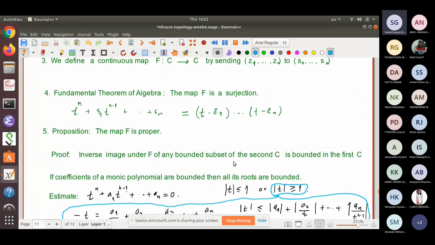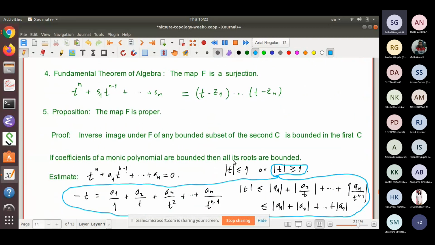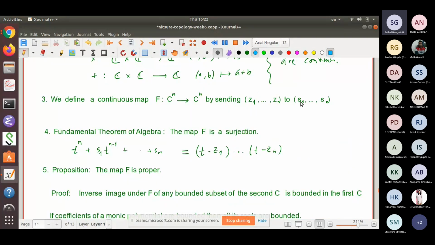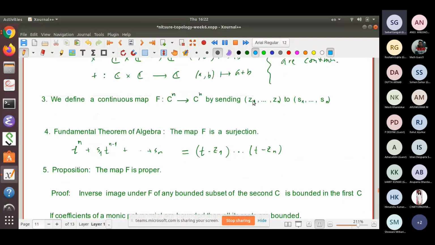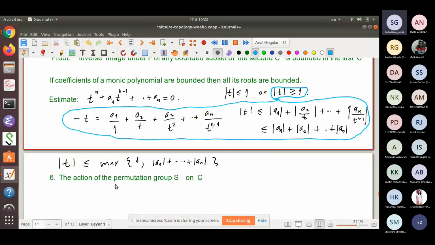So I have shown that the inverse image of a bounded set is bounded, because a bounded set in the codomain of Cn means all the Si are bounded, which were the a1, a2, whatever. And so the z1, z2, zn are the possibilities of t. These are the s1, s2, sn, and these are the z1, z2, zn. So if I bound all of these s1, s2, sn by M, then this is also less than or equal to M. Okay. So is it clear to you that this map is proper?